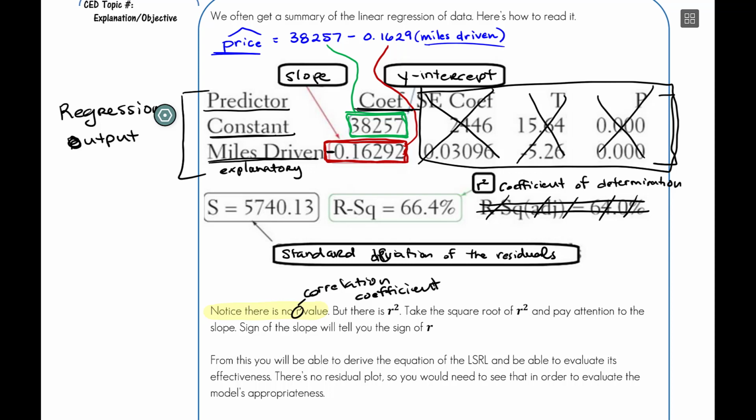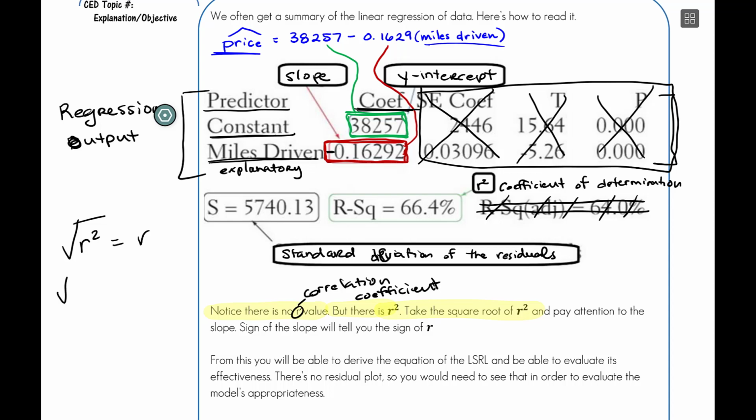It helps describe the nature of the relationship, the strength and direction. Well, if we notice that there is no r, but there is r squared, then all we have to do is take the square root of r squared. Make sure that you pay attention to the sign of the slope, because that's going to tell us the sign of r. That's important. So here's what we mean. If we take the square root of r squared, we are left with just r.